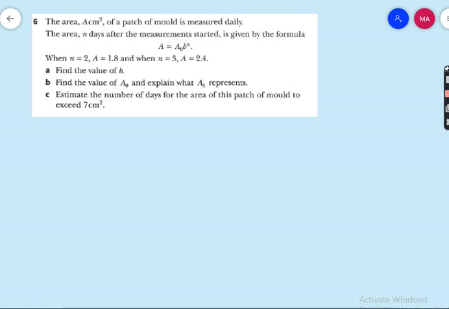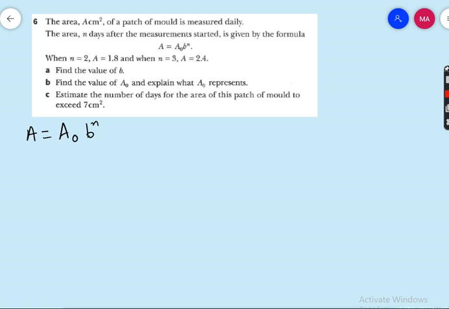The area A in centimeter square of a patch of mold is measured daily. The area n days after the measurements started is given by the formula A equals A naught b power n. So they are seeing the change in area daily.